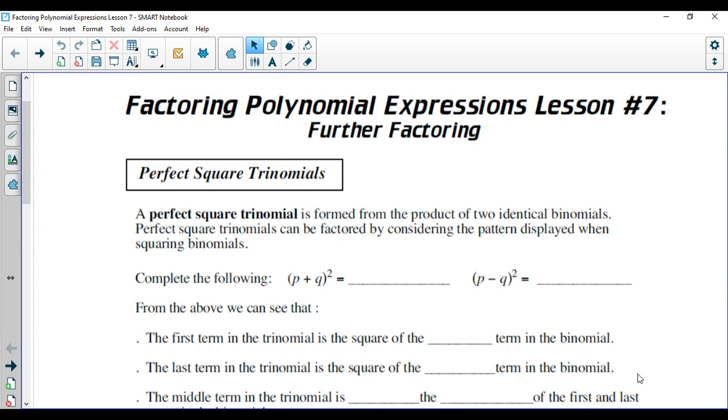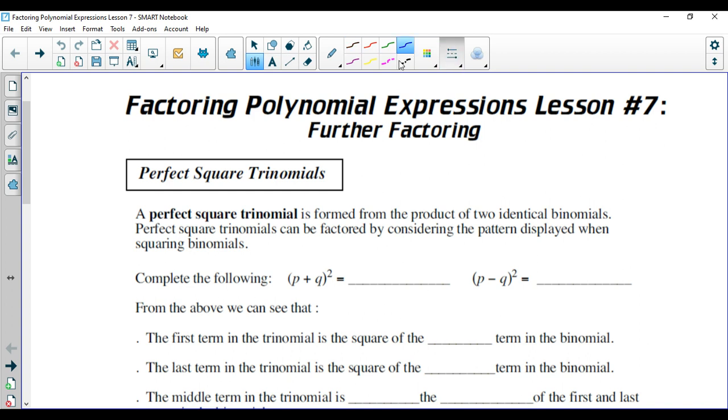So our emphasis is going to be on another type of trinomial, and it's going to be referred to as a perfect square trinomial. So let's go through a little exercise to identify what a perfect square trinomial looks like. Okay, so we have these two expressions, p plus q squared and p minus q squared.